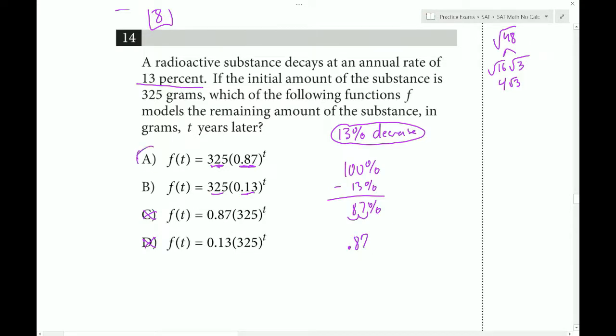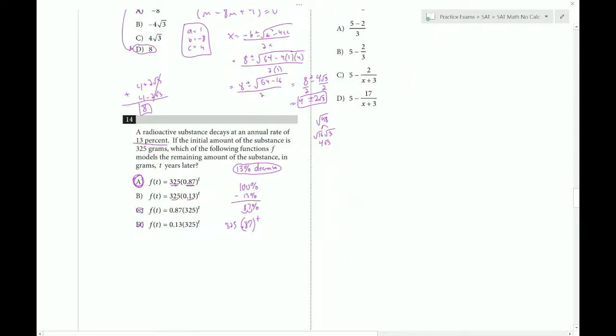So we can identify choice A as the correct answer because we're taking the initial amount, and we are multiplying it by 0.87 t times, where t is the number of years. So if, for example, we're doing 5 years, then it would be 0.87 5 times because we're going to decrease that thing 5 times. Okay?